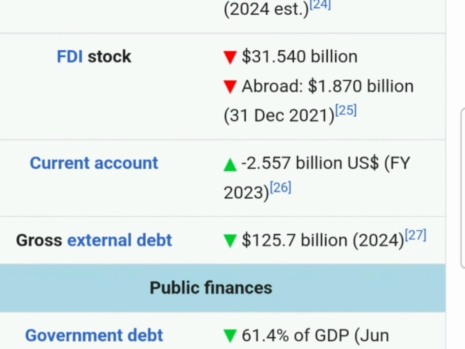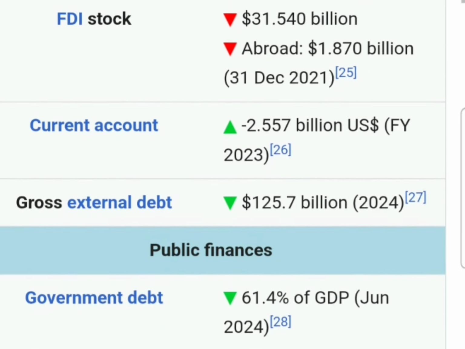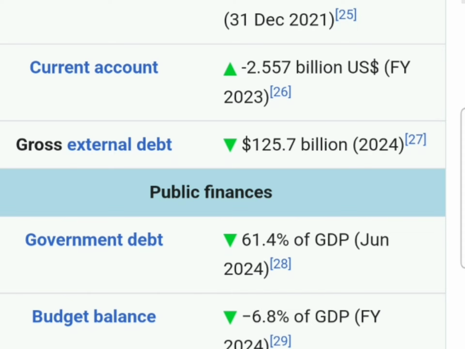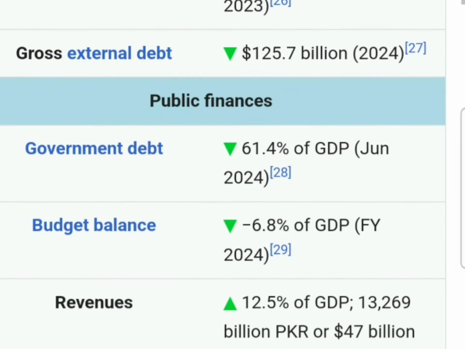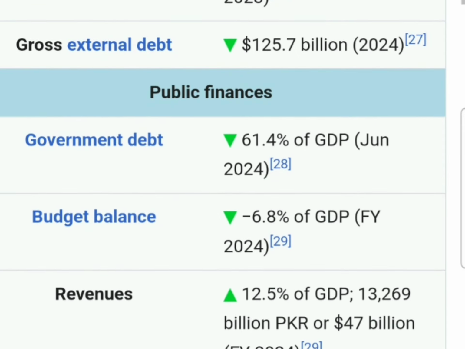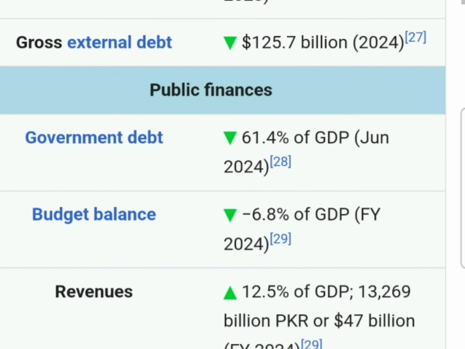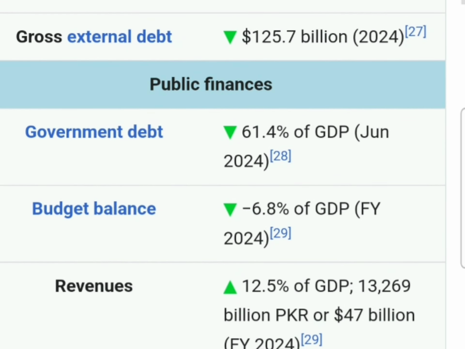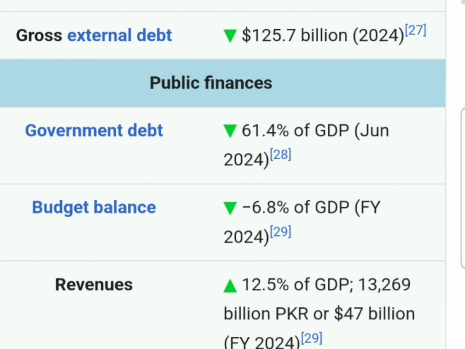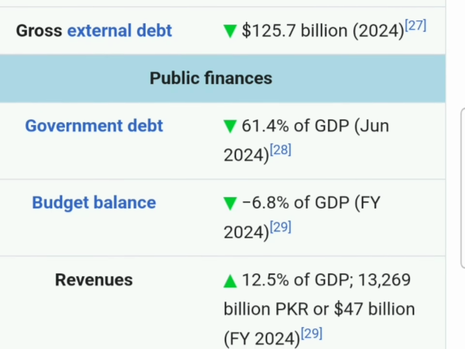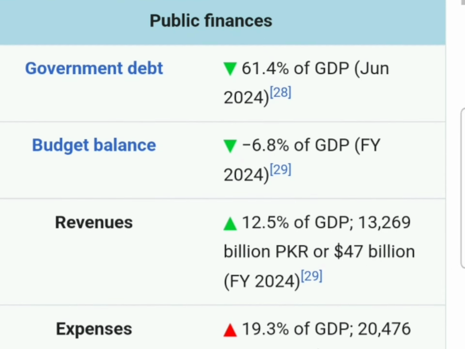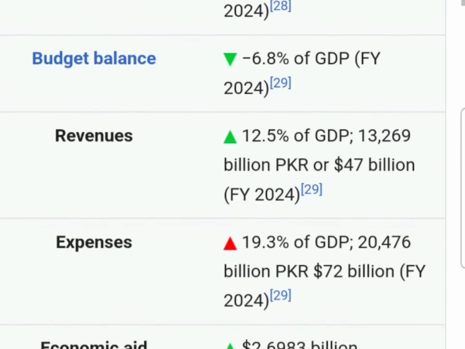FDI stock is 31 billion US dollar. Current account deficit is minus 2.557 billion US dollar. Gross external debt: Pakistan's gross external debt is currently 126 billion US dollar. Total external debt of Pakistan is 126 billion US dollar. Government debt is 61% of GDP. Budget balance is minus 6.8% of GDP.